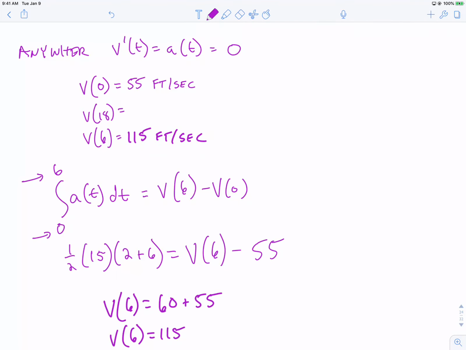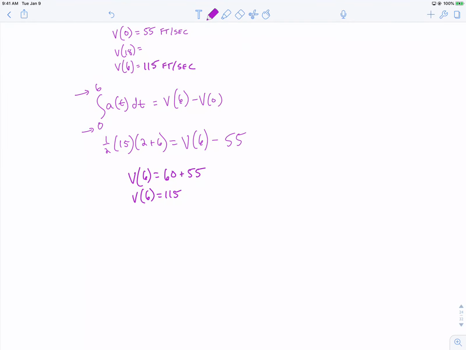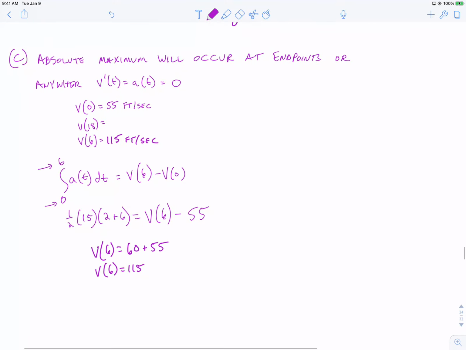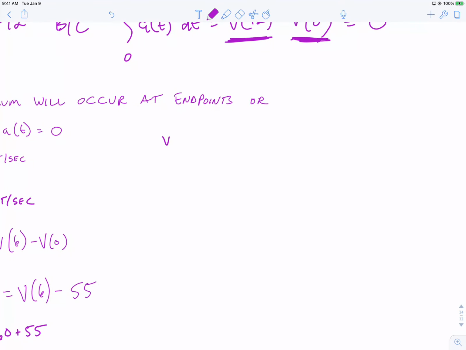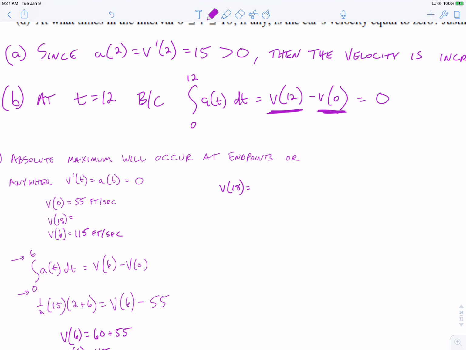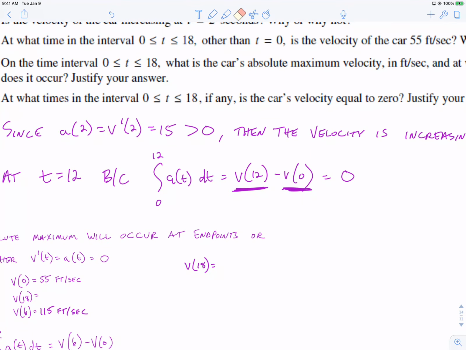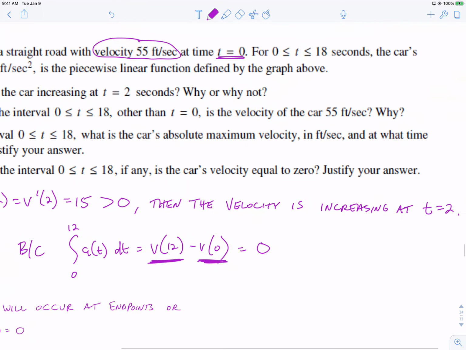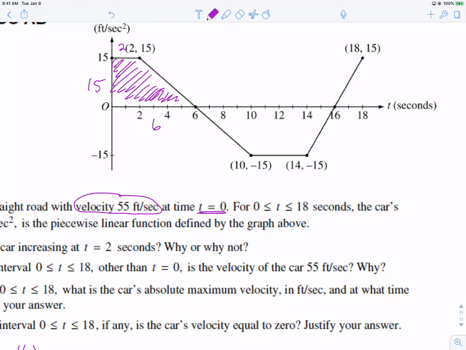Now for V of 18, we can do something similar to what we just did. And there's a couple other ways. There's like a faster way to do it as well. So let's do V of 18. So I'll do that over here to save some room. So V of 18, the way we figure that out, again, let's do our integral. So there's a couple ways to do this. What we're going to look at is we now know V of 6, right? So we can start at 6 because we know what V of 6 is.